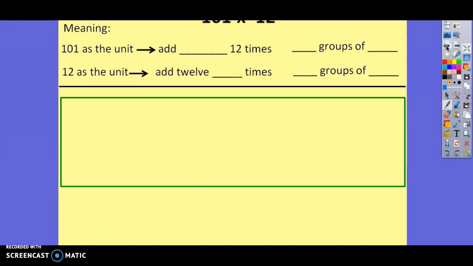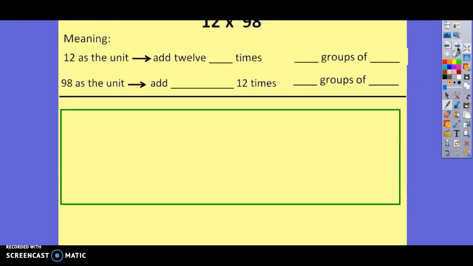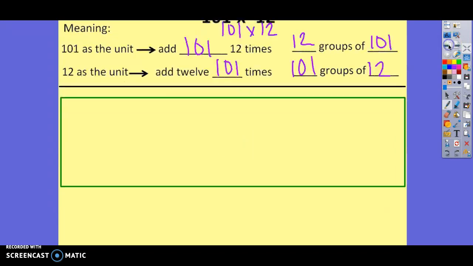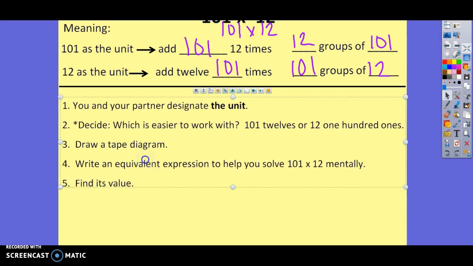101 is the unit. 101 12 times. It's hard to see up here. 101 times 12. You'll have 12 groups of 101. Or we can add 12 101 times. That's kind of hard. 101 groups of 12. Multiplication makes it really easy because we're actually doing repeated addition. So you can decide the unit, 101 12s or 12 101s, and what works best for you, and find its value.